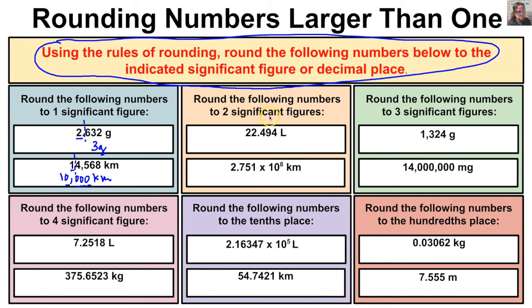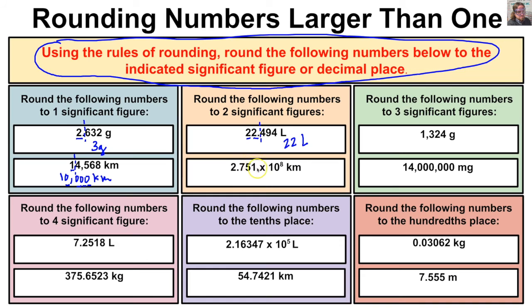It says, round the following numbers to 2 sig figs. So this time we have 1, 2 sig figs. We're going to look 1 past our second sig fig, and it's a 4. This 4 is not going to round this 2 up to a 3, so we'll just end up with 22 liters if we wanted to round this to 2 sig figs.